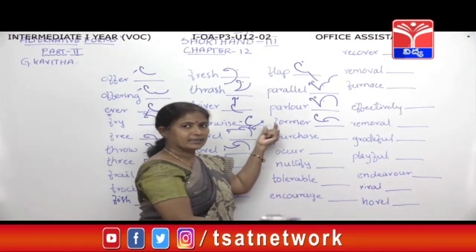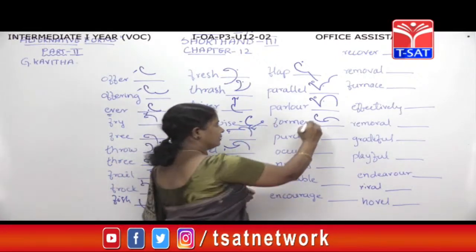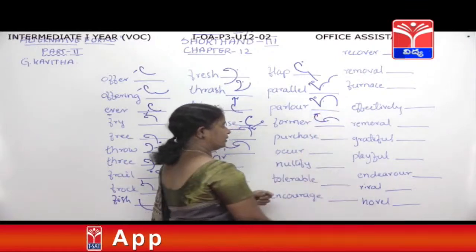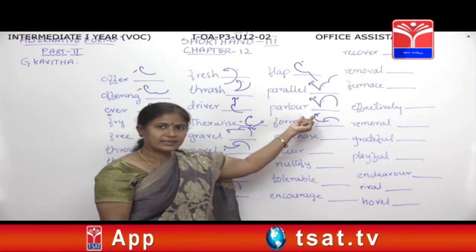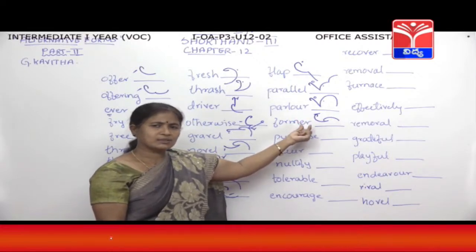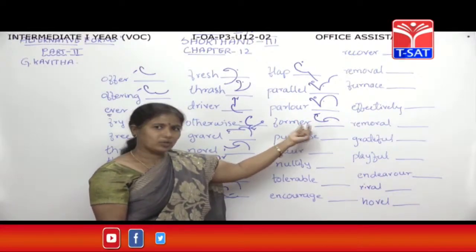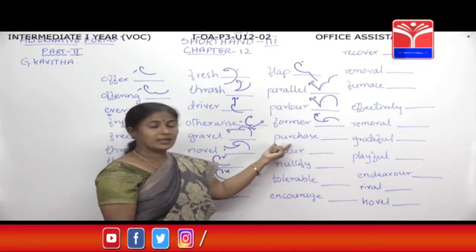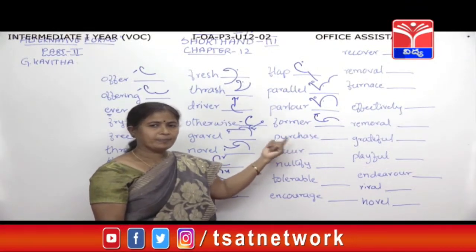Former. For, F and R. First place dash vowel. So, first place dash vowel, we just intersect a dash vowel here in the first place. We just touch the dash vowel to the stroke. Former. Okay. Now, purchase. Per.